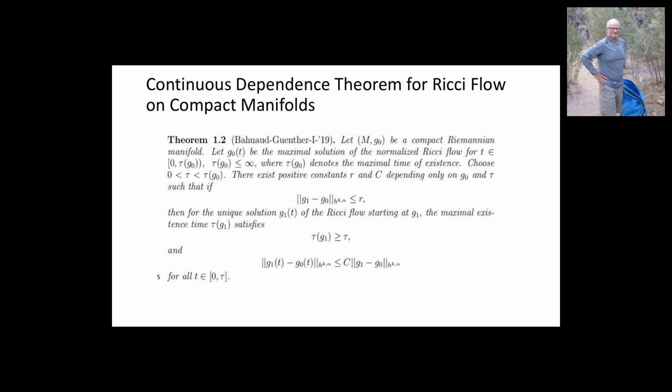if the difference between g_1 and g_0 with respect to this norm is less than or equal to r, then the unique solution which starts at g_1 has maximal time of existence T(g_1) greater than or equal to tau. And we have the result that if we look at the evolutions of g_1 and g_0 under the Ricci flow, the difference is bounded by this constant times the initial data, for all times in the interval.